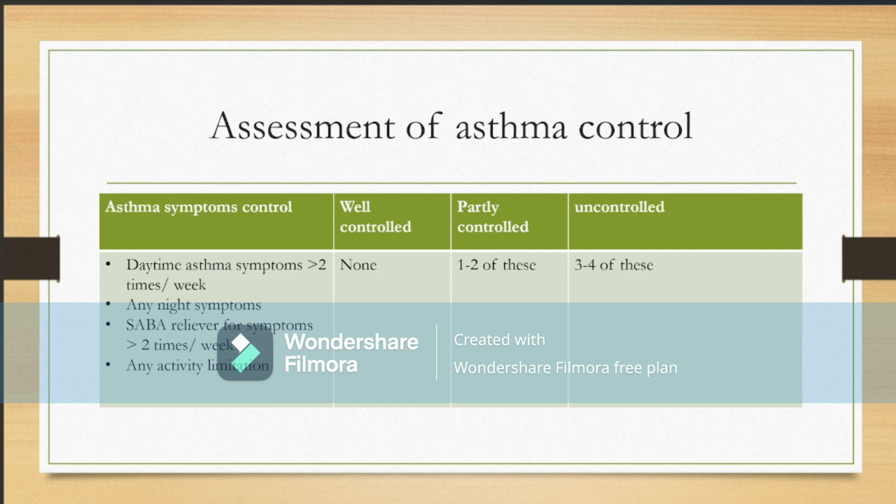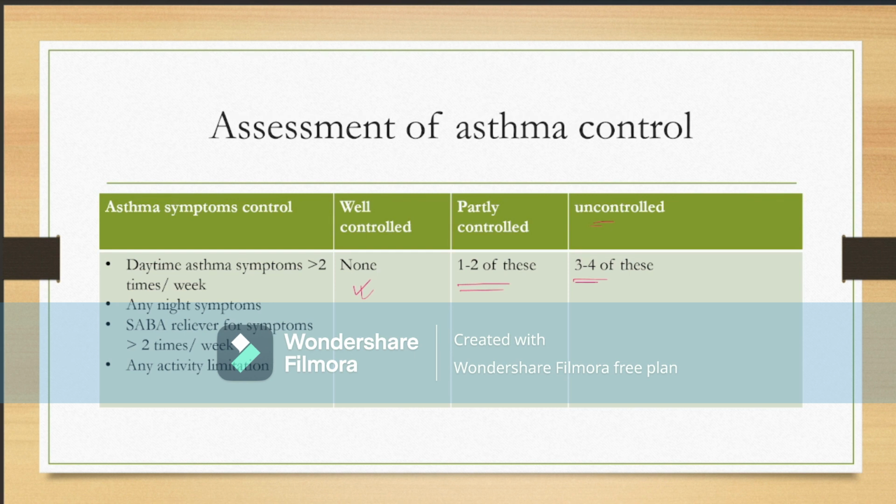We give 1 mark for each of these four parameters, and if the sum of these four parameters is 0, that means the child is well controlled after giving the treatment. If the sum is 1 to 2, then it is called partly controlled, and if the sum is 3 to 4, then we call this uncontrolled. That means what we gave to the patient is not appropriate for these symptoms, and the asthma is not controlled by this treatment.